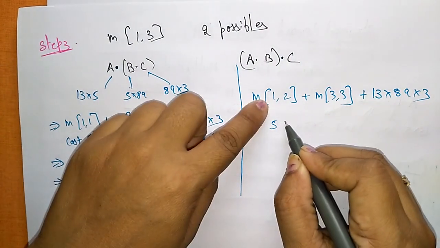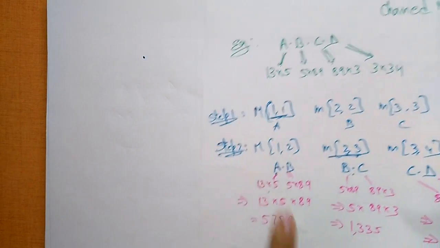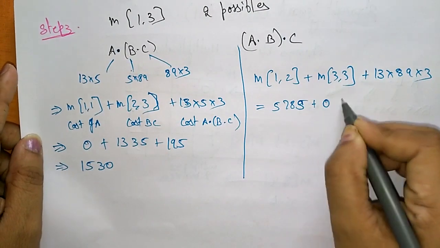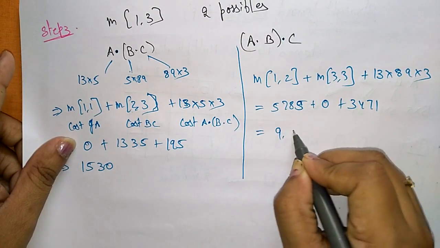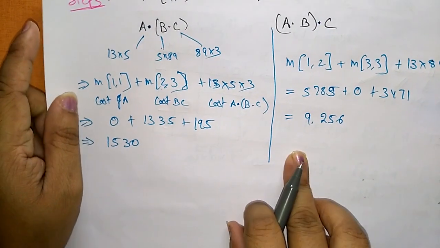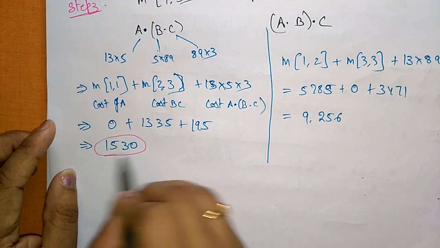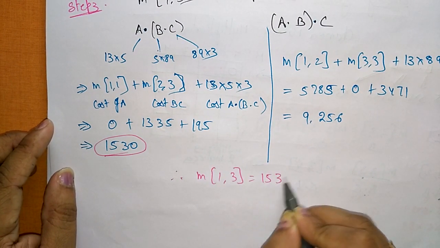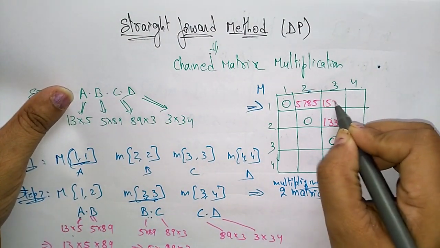So 13 into 89 into 3. M of 1 comma 2 is 5,785. We already calculated, M of 1 comma 2 is 5,785, and M of 3 comma 3, that size, is 0, plus 0. If you multiply this, we'll get 3471. And the final answer is 9256. So in these two values, what is the minimum value? So this is the minimum. So finally, M of 1, 3 is 15,030. That you have to write here.